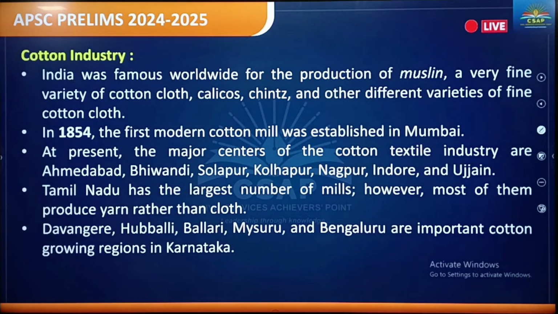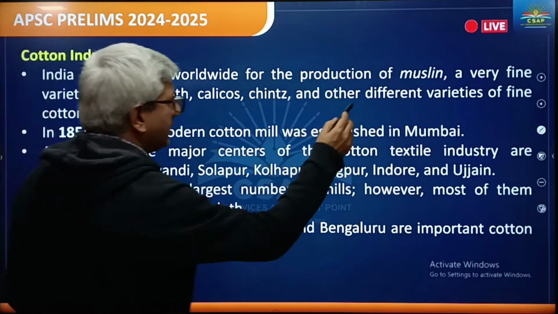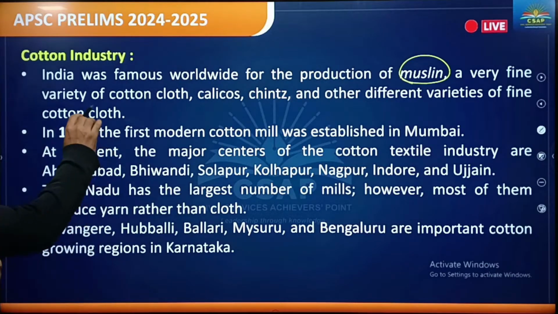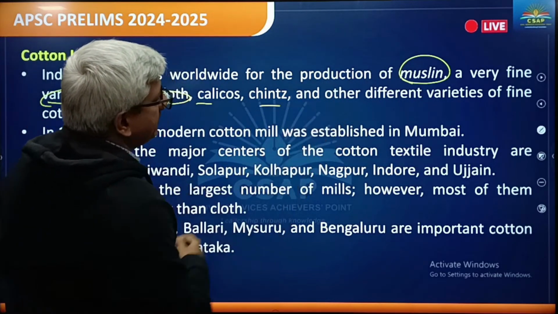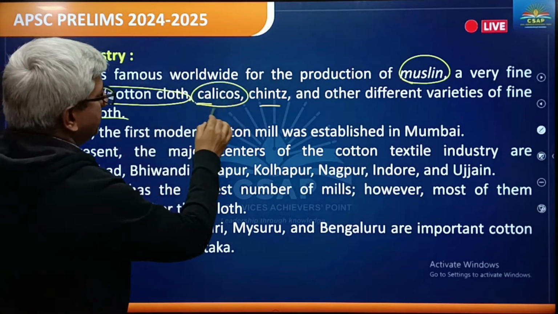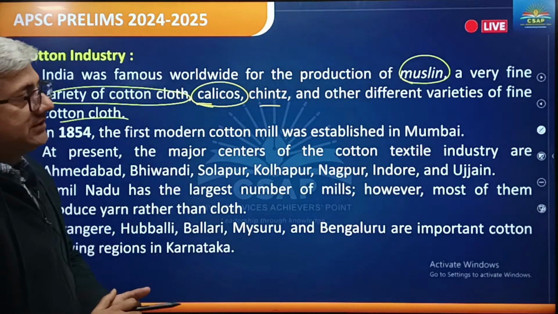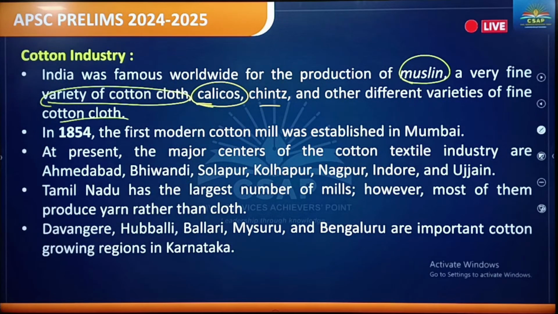Fine. Now coming to the cotton industry. India was famous worldwide for the production of muslin. Muslin is a soft cotton, a very fine variety of cotton cloth. Calicos, chintz, and other different varieties of fine cotton cloth. Calicos are types of cotton that we used to export earlier. Indian cotton was much sought after in the silk trade; the silk route was named so, and cotton was connected to it.